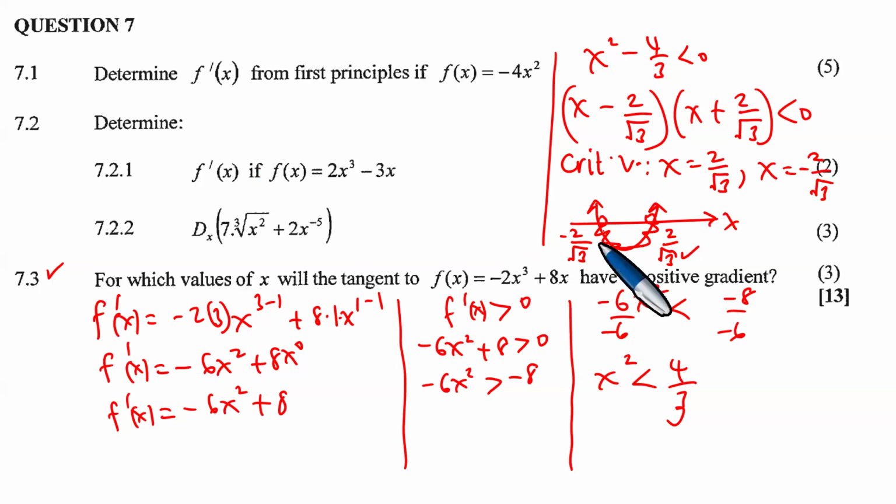But if this is the region that is below the x-axis, it means therefore we are where it's negative, therefore we must restrict ourselves. So which means that minus 2 over the square root of 3 is less than x, less than 2 over the square root of 3. So it therefore gives us the answer to this: for which values of x will the tangent have a positive gradient? It has a positive gradient when x lies between those values. Next question.